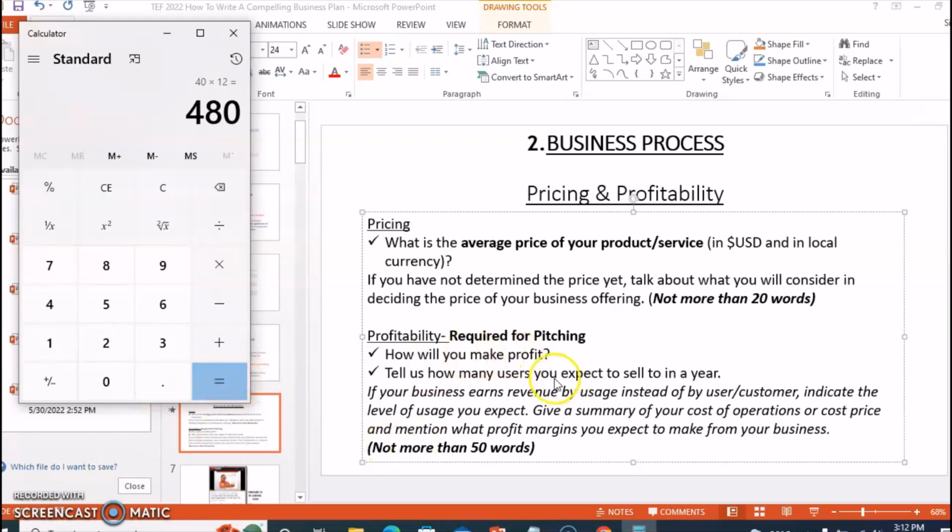So this is the number of users you expect to have in a year if you have an average of 2 users per day. So this is how to calculate it. I hope that is very clear. And you just do that and then multiply it by the price, you'll be able to get your revenue. But we have not gotten to that point, and we'll get to that point.